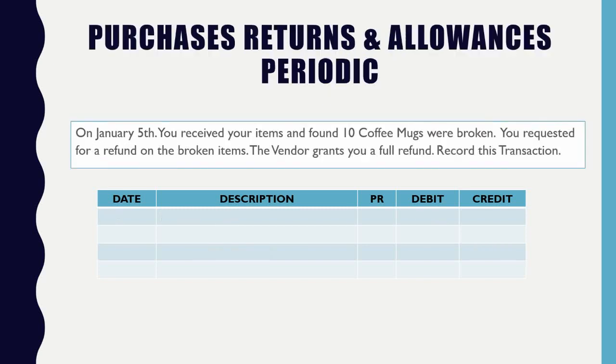Now, here's scenario one where on January 5th, we've already received our items and we found that a total of 10 coffee mugs were broken. And you request the vendor to refund you for the full amount. So the vendor grants you a full refund. So, how do you record this transaction?